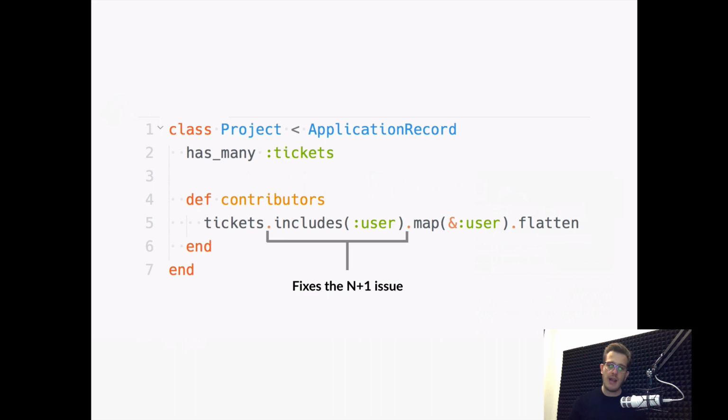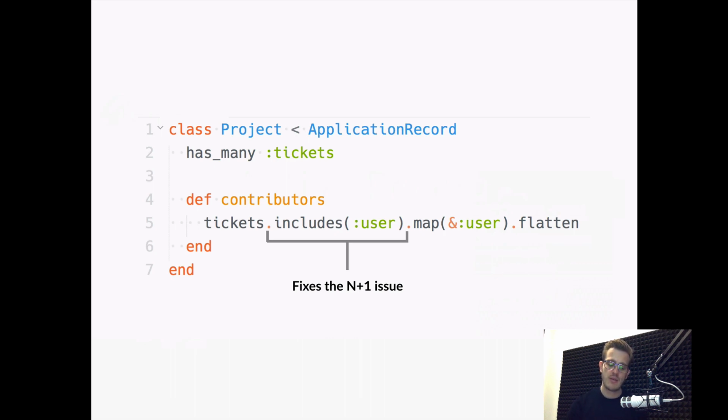So, hey, in this contributors method, when we go to load the tickets, we know that we're going to want to load the users as well. So let's include those. And includes here will do a separate query. So what tickets include users will do. And I'm using flatten there instead of unique, but as I said before, presentation code doesn't need to be as perfect as production code. So what includes user is doing here is that when you call tickets, it will do a separate query to load out all those users.